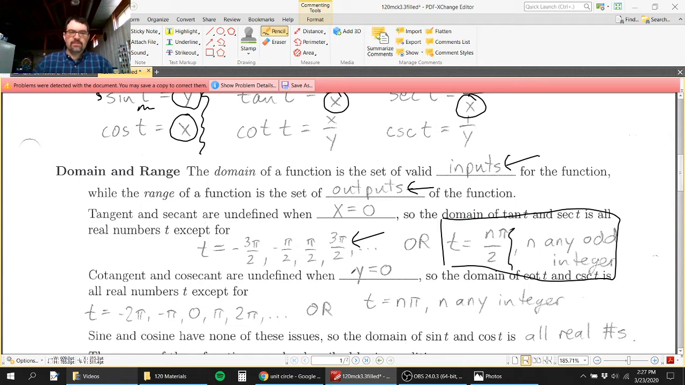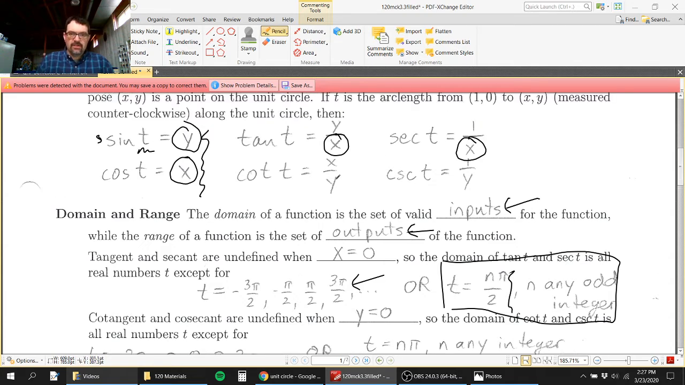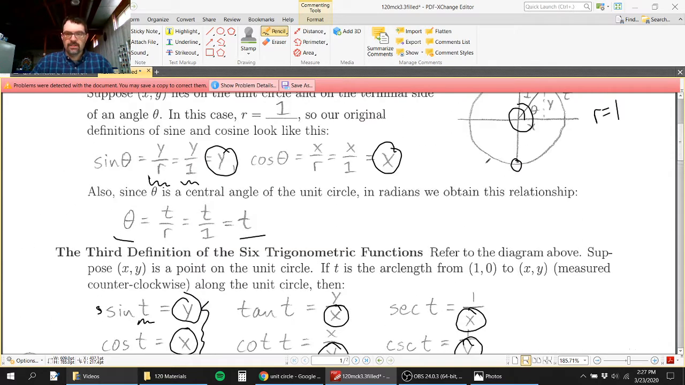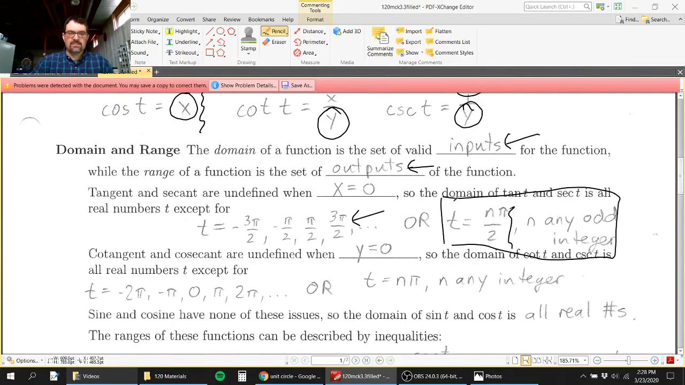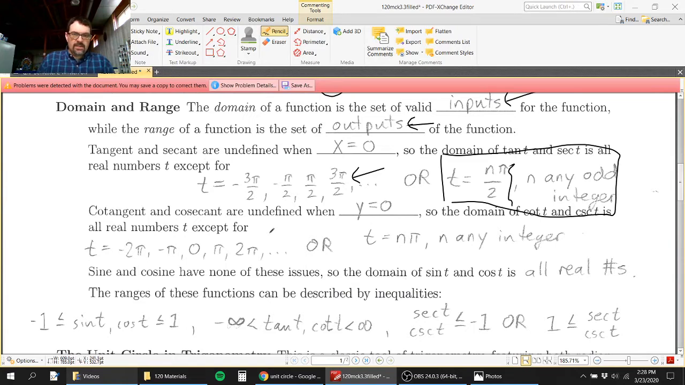All right, likewise, cotangent and cosecant, well, they have a y in the denominator, so you can't get a 0 for the y coordinate. That corresponds to 0 and 180 degrees, and anything coterminal with those guys, like 360 and then 540, etc. So in terms of radians, 0 radians, 180 degrees is pi radians, 2 pi radians, and 3 pi radians, and so on and so forth. And when you include the negatives, you get a list like that. Or in other words, any integer multiple of pi.